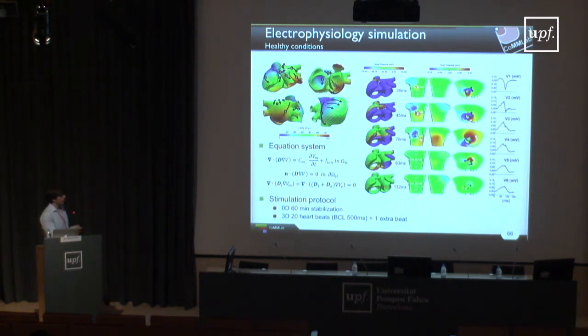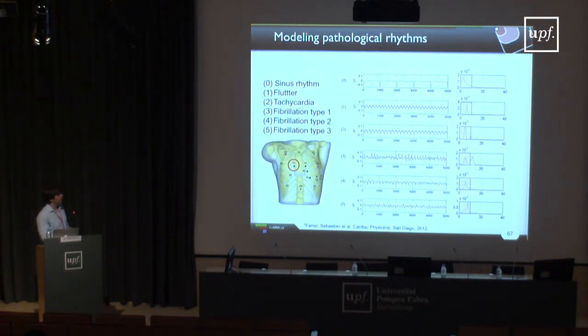And then we propagate all the activation of the atria to the torso, and then we obtain the electrocardiogram. And in particular the P wave, which was the only part we could obtain because we were only simulating atria, not ventricles. So with all this, we can simulate normal rhythm, but also flutter, tachycardia, and different types of fibrillation.